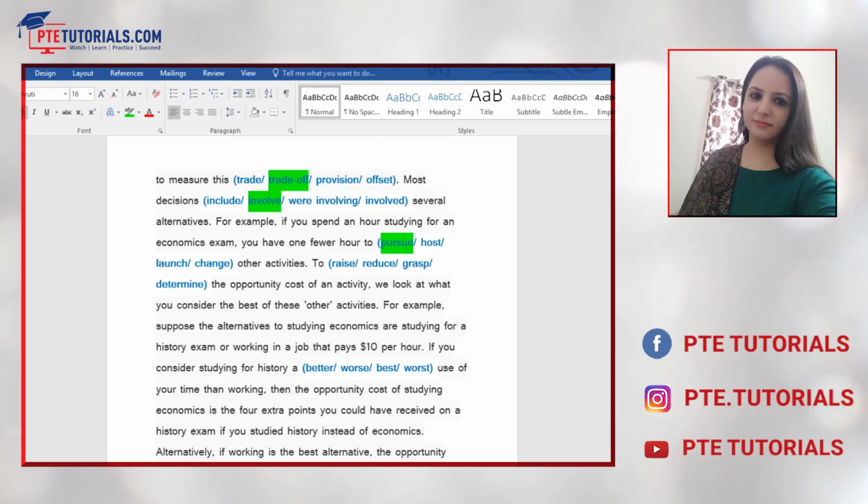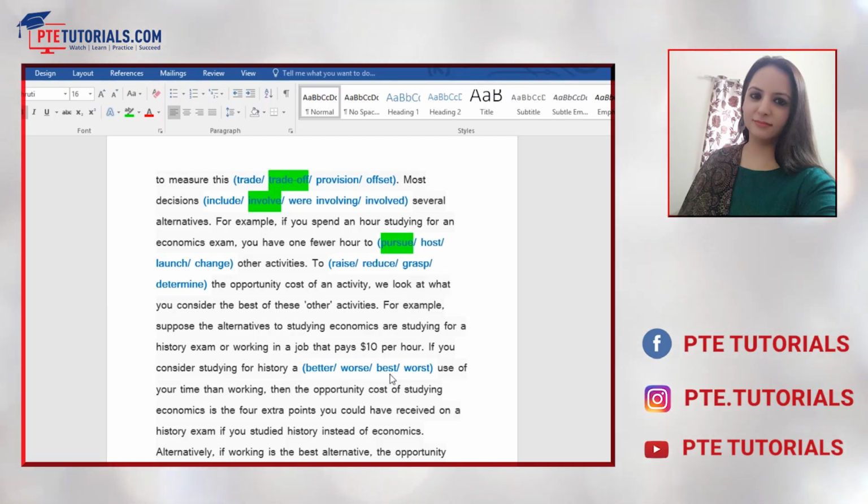Then next, to dash the opportunity cost of an activity, we'll look at what you consider the best of other activities: to raise the opportunity cost, to reduce the opportunity cost. Why do we need to reduce the opportunity cost here? See, the paragraph is telling me, okay, forget this. Forget about the paragraph. Just listen to me carefully.